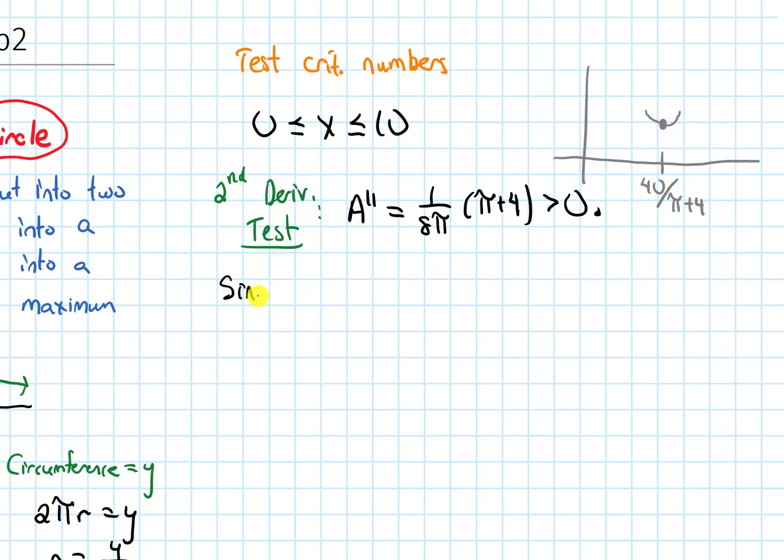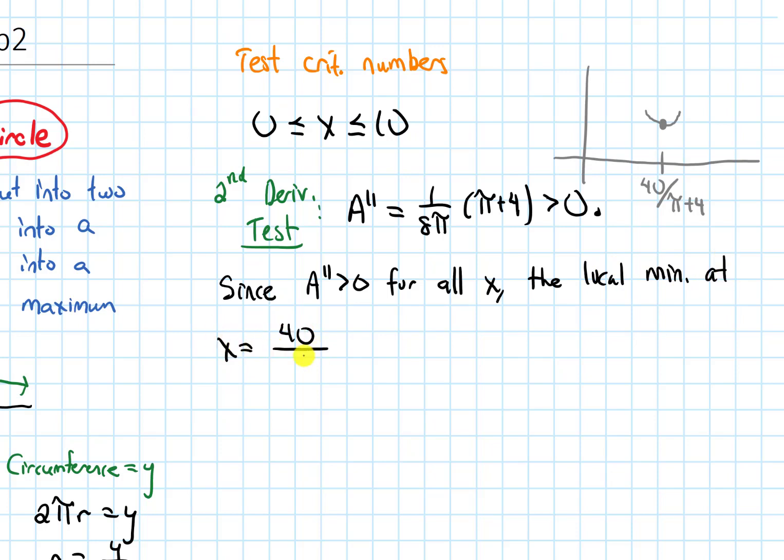So we would say since our second derivative here is greater than 0 for all values of x, the local min that we have at x equals 40 over pi plus 4 is an absolute min, because what this tells me is the graph is going to look like that, concave up the whole way. And if it looks like that the whole way, this has to be an absolute min.